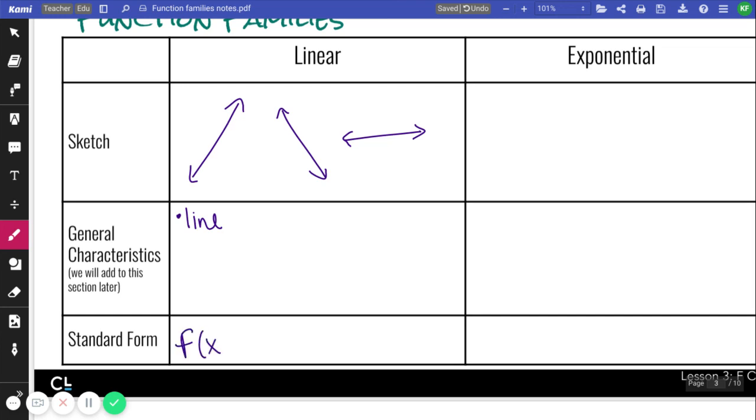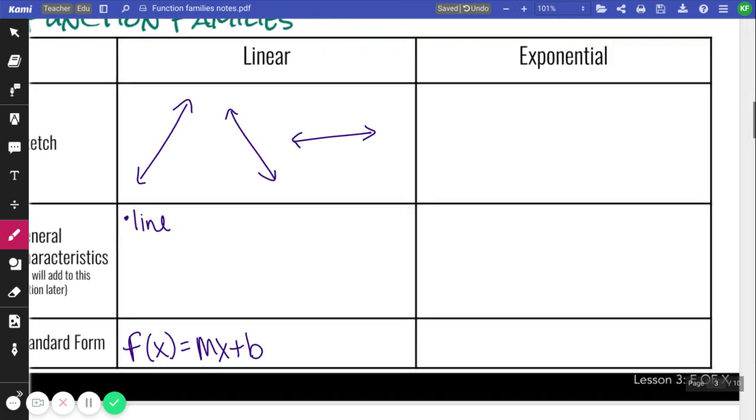The standard form of a linear function is f of x equals mx plus b. So we know that slope-intercept form already. Any equation that we see that has just a plain old x in it is going to be a linear function. So that's what we're looking for when we're looking at equations, to identify them as linear.